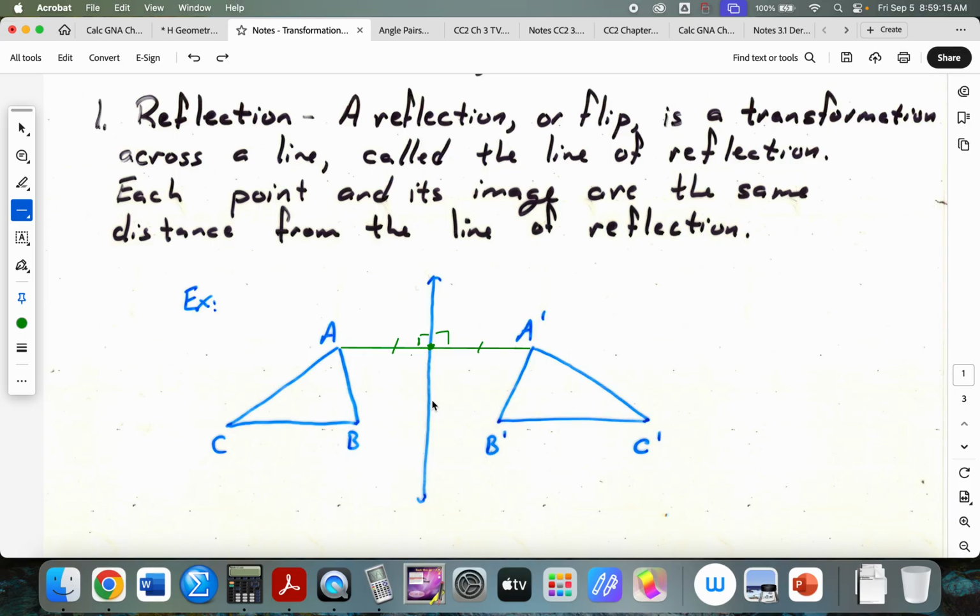So it's a little bit like, if you were to draw this with very wet ink or something and then crease your page here so that you folded it over, you opened it back up, this is what that would look like.